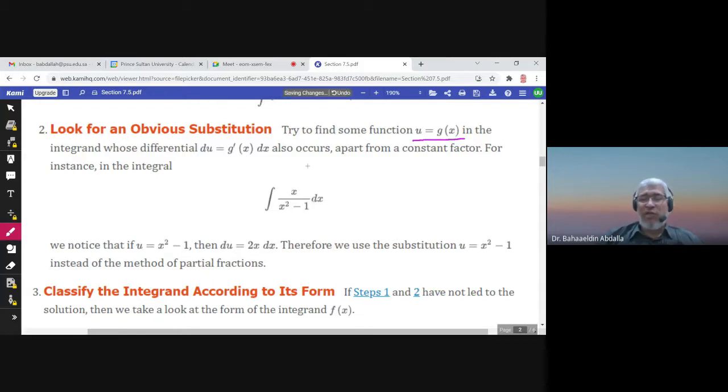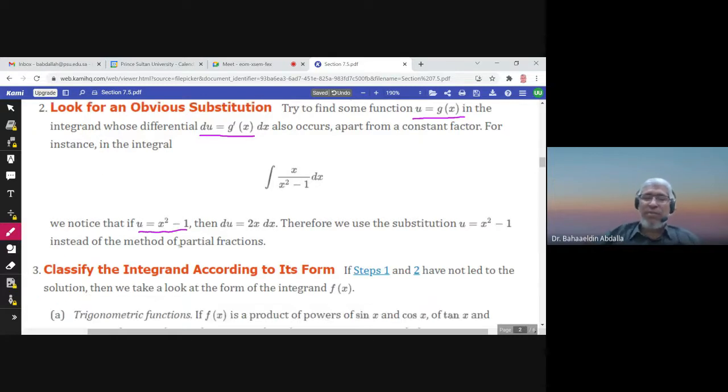If everything is simplified, try to look for an obvious substitution, the usual substitution, taking u as g of x and noticing that the derivative of g of x should be in the integral itself. So for example here, if you just take u as x squared minus 1, then du is 2x dx, so I need 2 here and half outside, so this integral would be half times du over u, and then ln absolute value of u would be the answer.